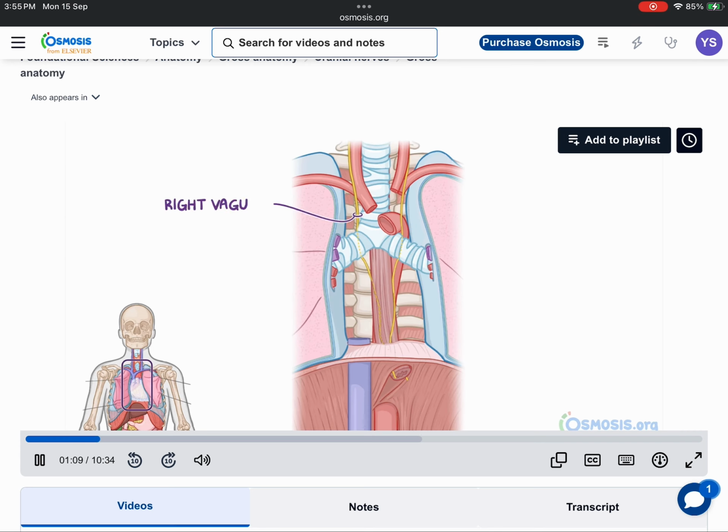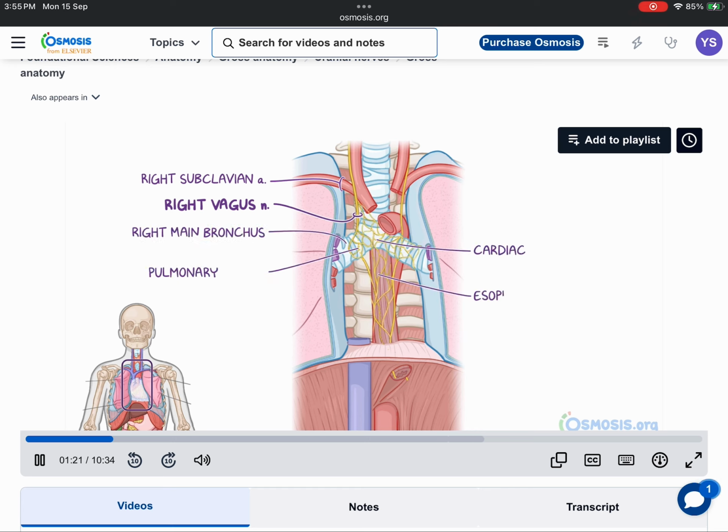The right vagus nerve crosses the right subclavian artery anteriorly, runs posterior to the superior vena cava, and descends posterior to the right main bronchus to contribute to the cardiac, pulmonary, and esophageal plexuses. When it reaches the lower part of the esophagus, it forms the posterior vagal trunk and then enters the abdomen through the esophageal hiatus of the diaphragm.